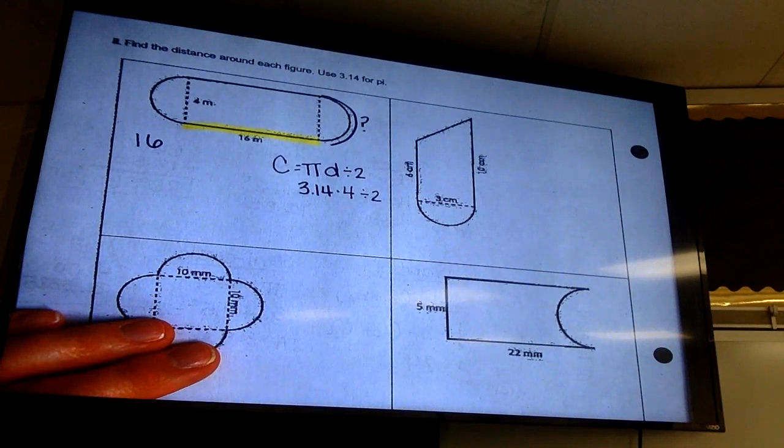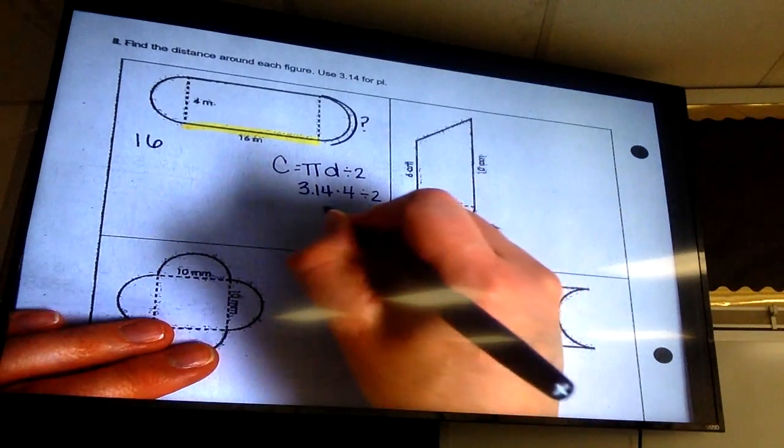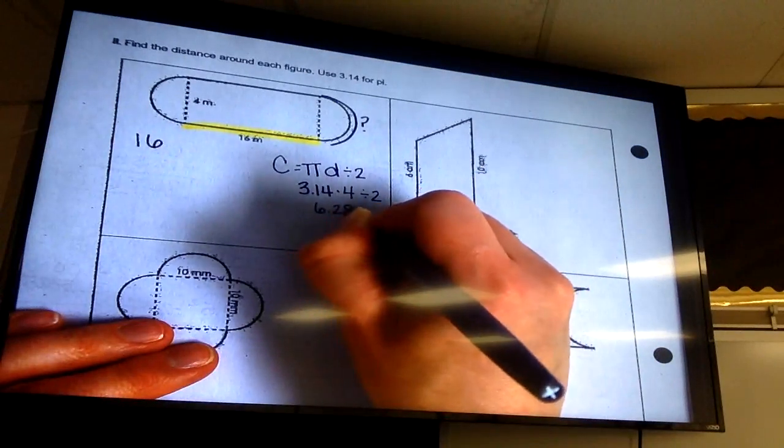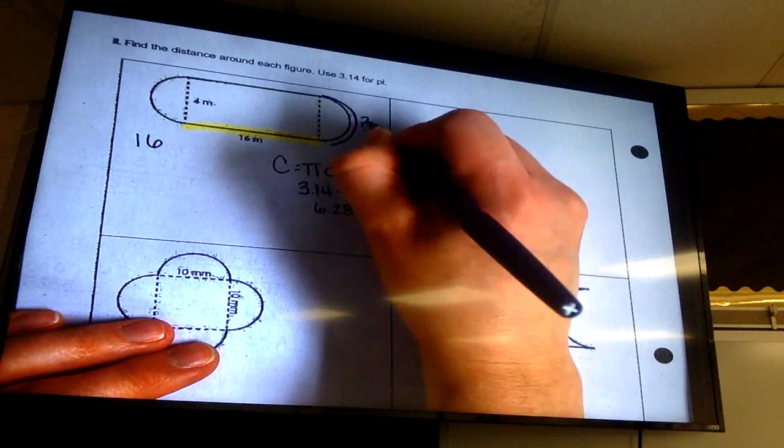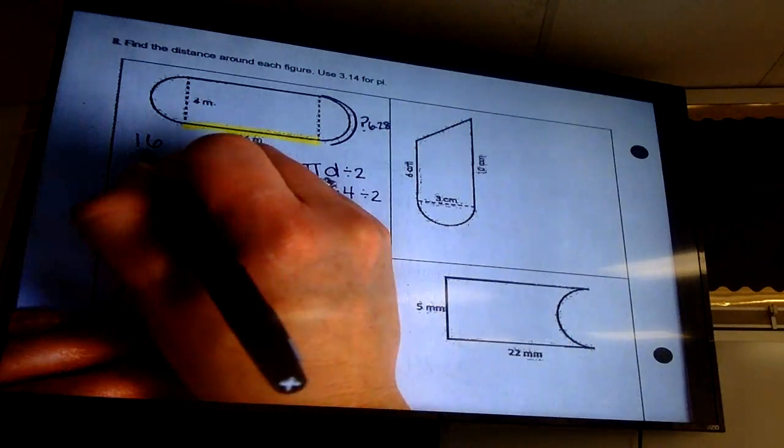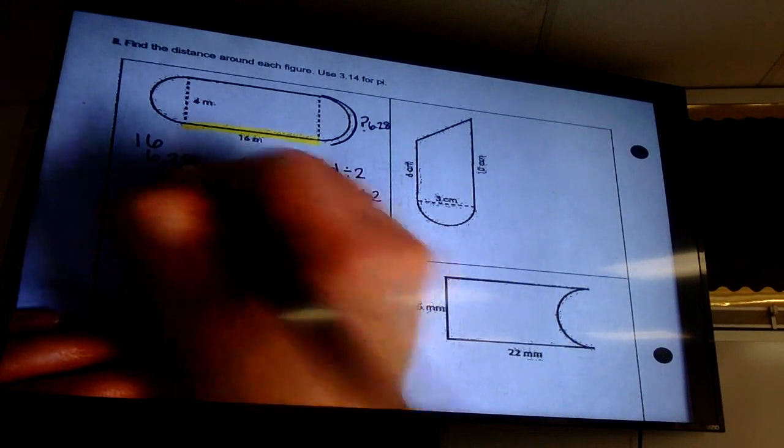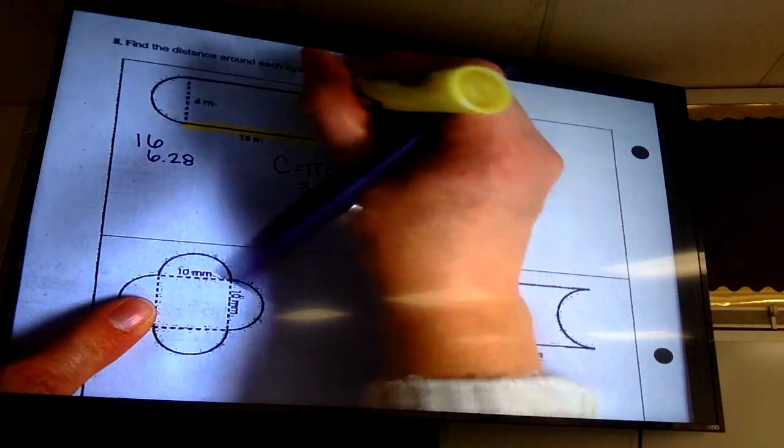Okay, so when I do that, I get 6 and 28 hundredths. So I'm going to write that down. I'm going to add that to it, 6 and 28 hundredths. So now I've got around here.